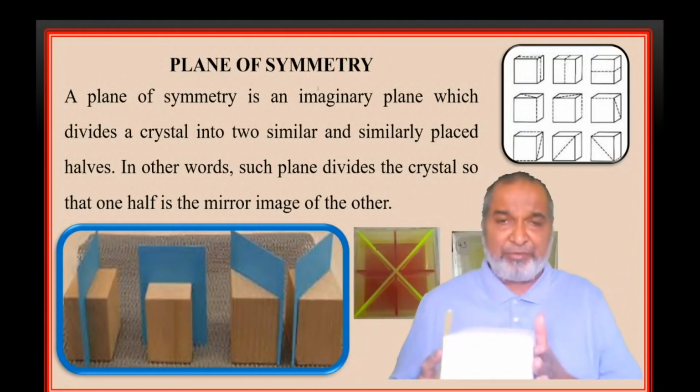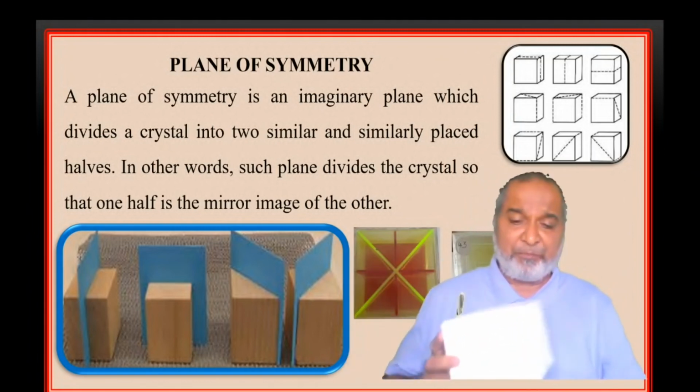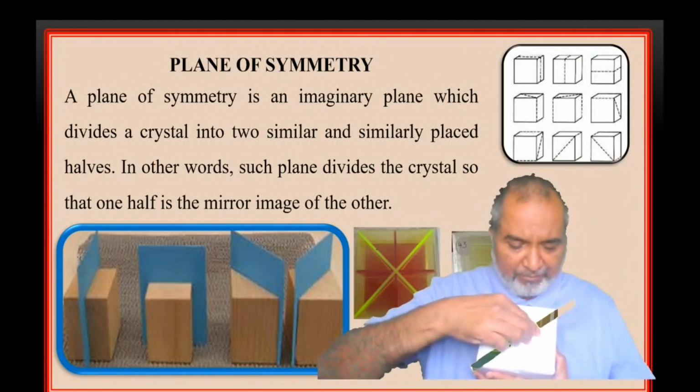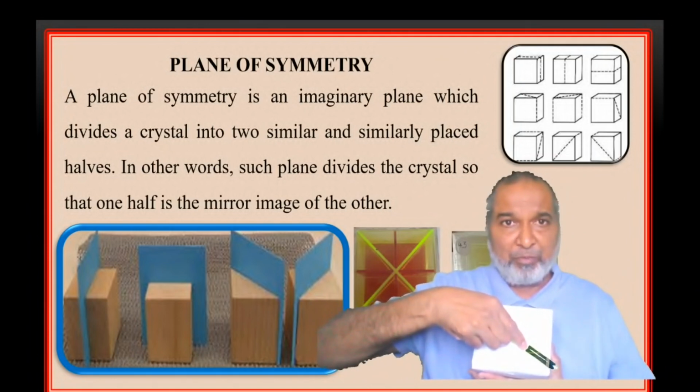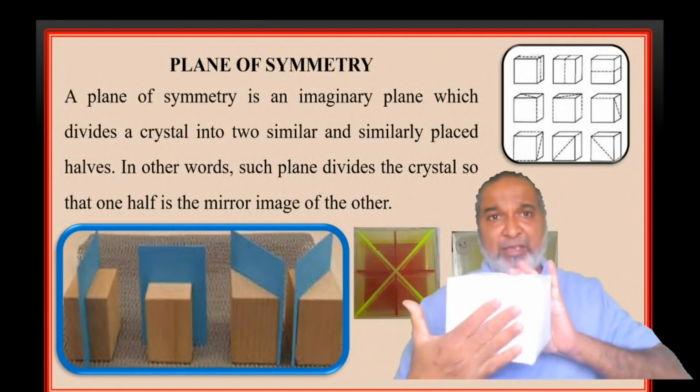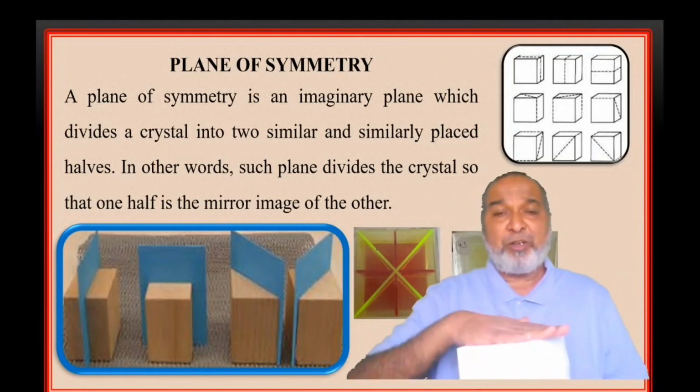Now similarly, the left and right are the same face. Again, if you divide this one and divide this one, the left and right have two. Front and back have two. And top and bottom have two.